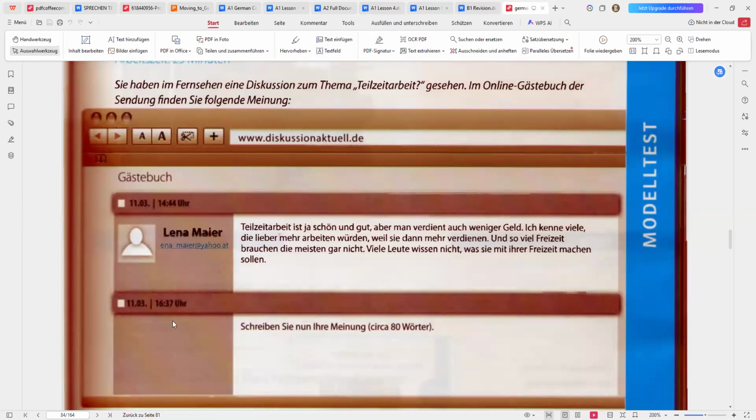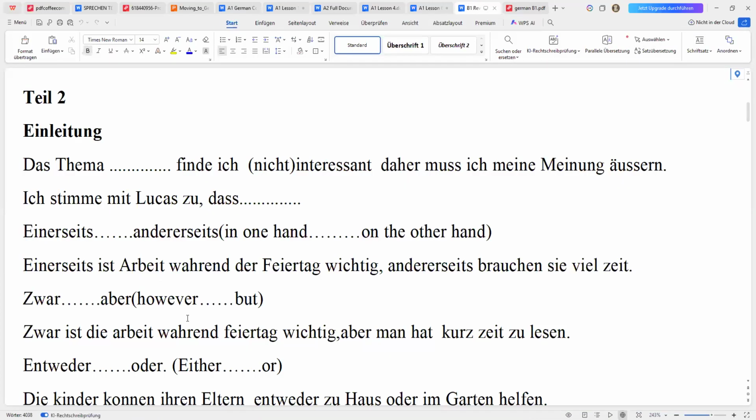Teilzeitarbeit. So you read the opinion of that person and see, is this person supporting or is this person against Teilzeitarbeit? Then you can also come and formulate yours now, where you are doing your writing. So here, you can say, das Thema, if it was like Teilzeitarbeit, das Thema Teilzeitarbeit finde ich sehr interessant, daher muss ich meine Meinung äußern. You must always have an Anleitung.